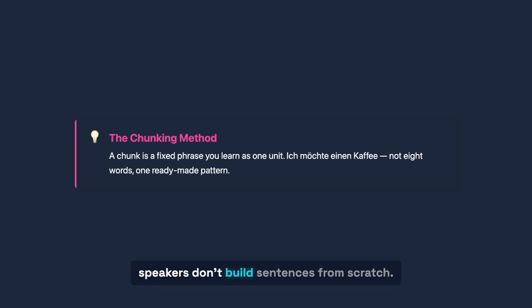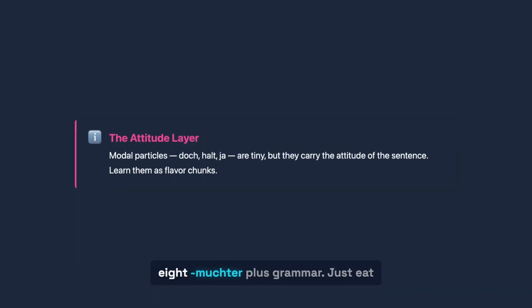Native speakers don't build sentences from scratch. They pull whole phrases from memory. A chunk is a fixed phrase you learn as one unit, not "ich möchte" plus grammar. Just, "ich möchte einen Kaffee." The Goethe Institute calls this learning in chunks because fluency lives in ready-made patterns, not rules.